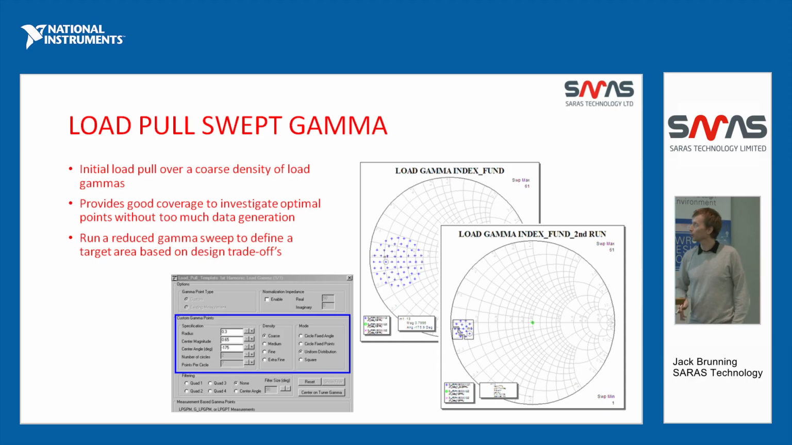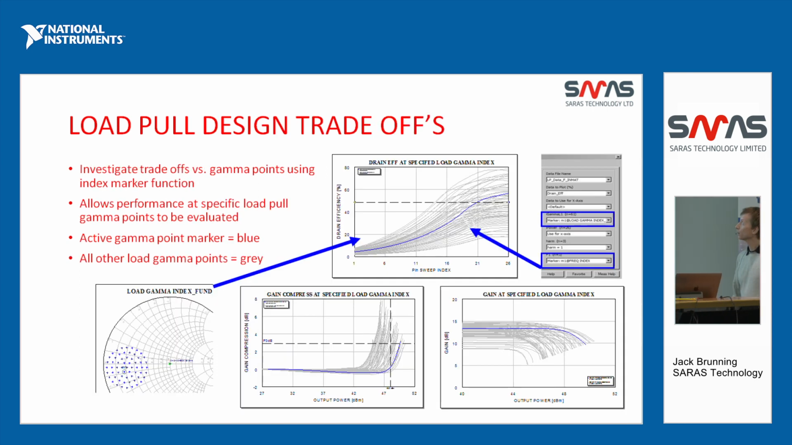So onto the load pull. We set up a number of gamma points. I usually start quite coarse like this and then reduce it down to a much more constrained number of gamma points. This first sweep gives you a good idea of what's happening. You can set up the custom gamma points here with radius, center magnitude, and center angle, and that sets the position of these on the Smith chart. This is the second and third harmonic, just left at 50 ohms to begin with.